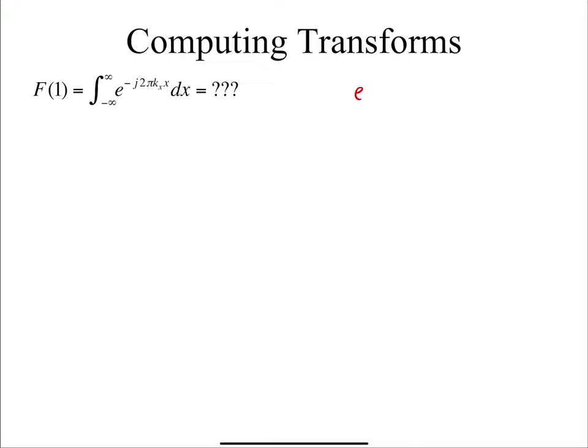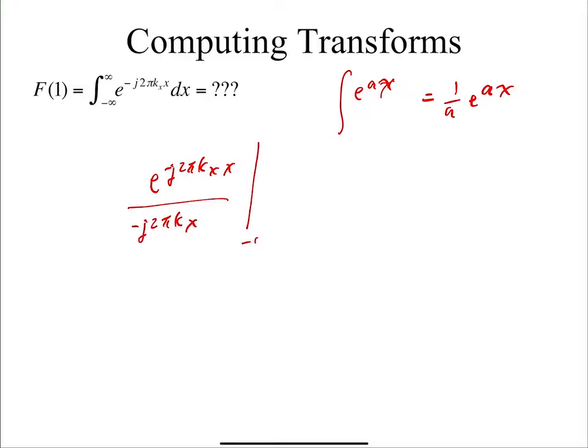So this is like the form e to the ax, right? So what's the integral of e to the ax? 1 over a e to the ax, right? Okay, so let's do this. So this is going to be e to the minus j 2 pi kx x over minus j 2 pi kx, from minus infinity to infinity, right? Okay, so that's easy. We can just plug in that.